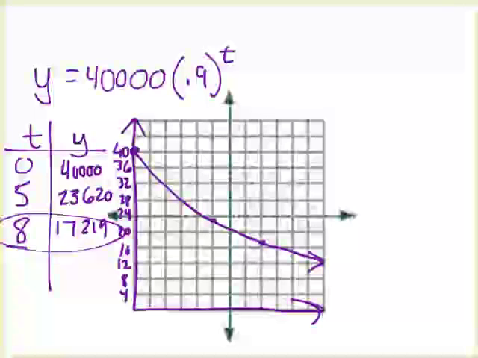Okay, so decay is very similar in process to growth. It's just that our output picture looks different because in decay our values are shrinking over time instead of growing over time. So your assignment is from 8.2.